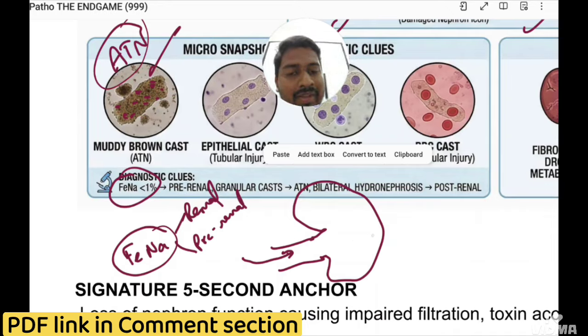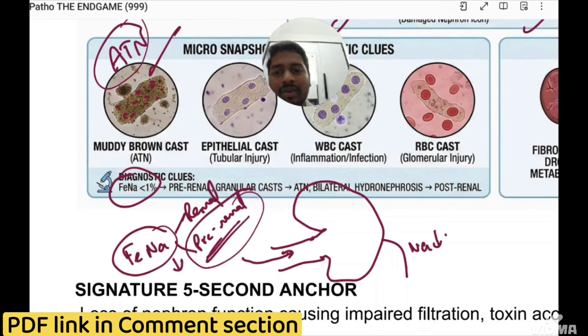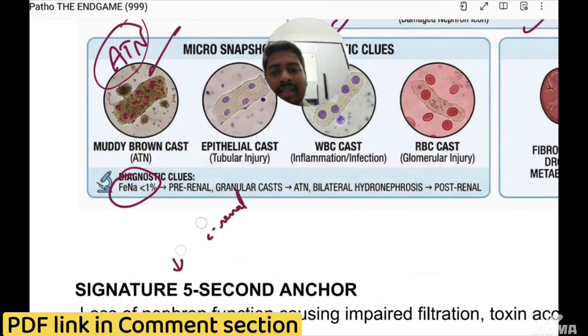So what will the kidneys do? They will not excrete. Excretion of sodium will be decreased. So fractional excretion of sodium is decreased in pre-renal. Got my point? So fractional excretion of sodium is less than 1% in pre-renal. This is the best way to remember.